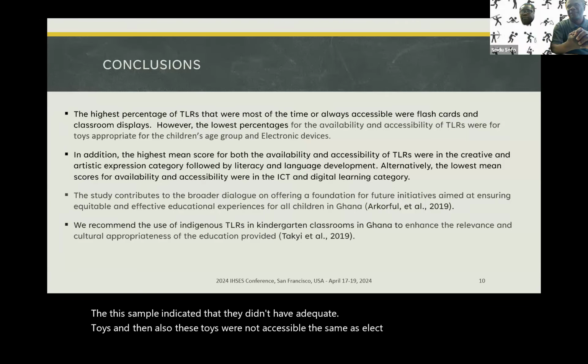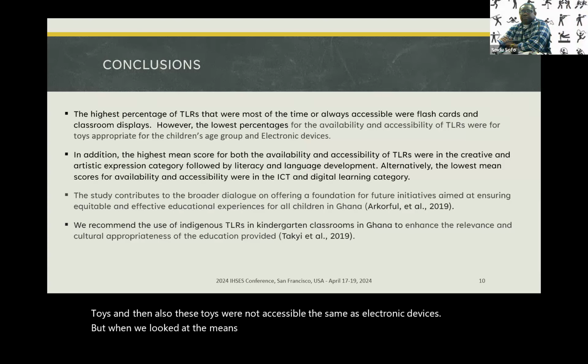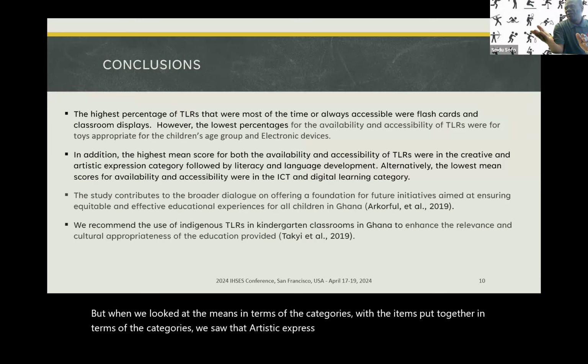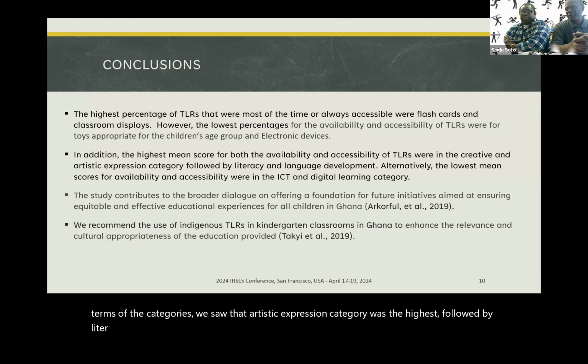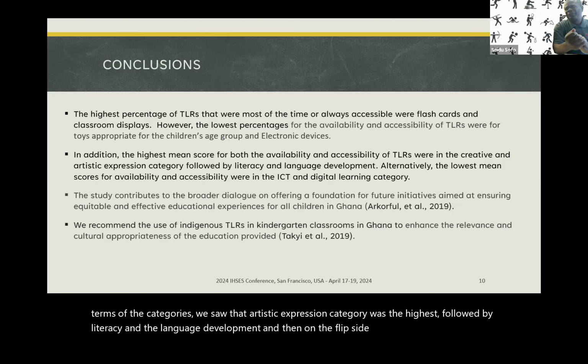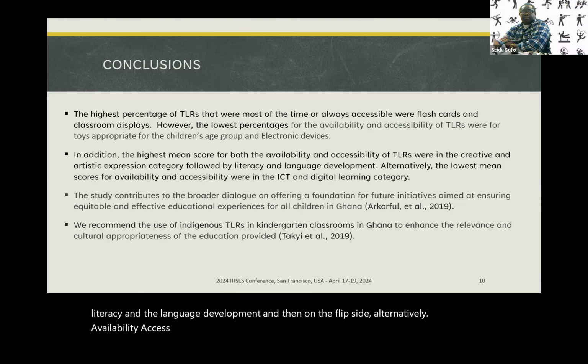But when we looked at the means for the categories, with the items put together, we saw that the artistic expression category was the highest, followed by literacy and language development. And on the flip side, availability and accessibility were lowest for the ICT and digital learning categories.